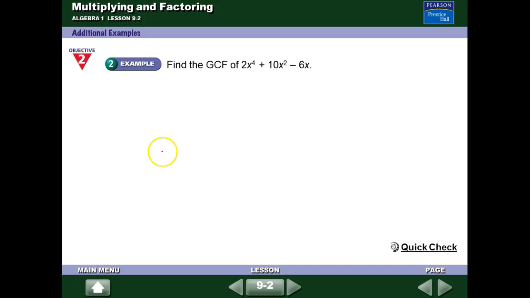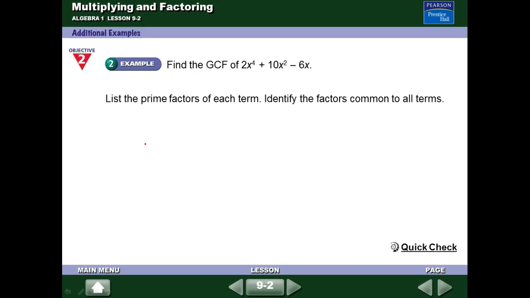Let's take a look at another one. Here, it is asking you to find the greatest common factor of 2x to the fourth plus 10x squared minus 6x. When you're asked to find the greatest common factor, we're going to do things a little differently. Here we are going to list the prime factors of each term and figure out what is common in all. So here's my first term, 2x to the fourth. Second term, 10x squared. Third term, -6x.